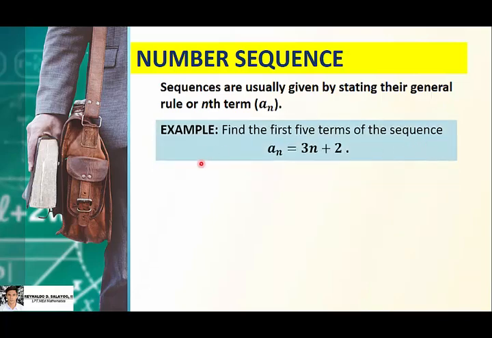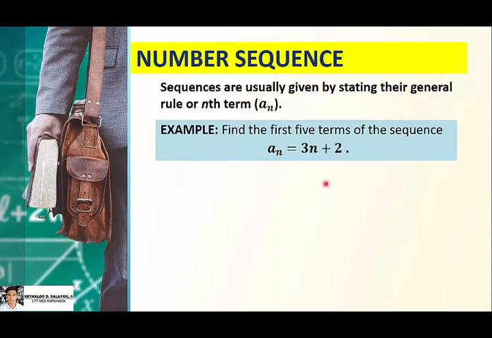In this first example, we are tasked to identify the first 5 terms of the sequence represented by what we call the general rule or end term. And the end term is represented by this equation: a sub n is equal to 3n plus 2.